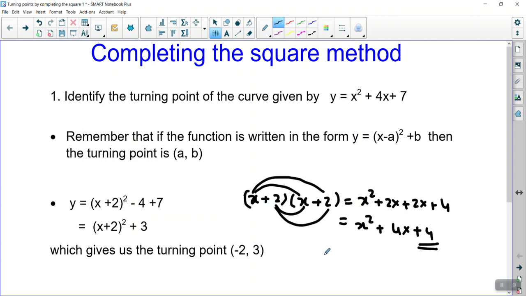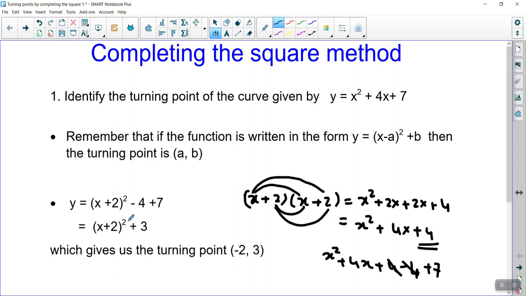So now if I were to do this, x squared plus 4x plus 4 minus 4 plus 7, you can see that we end up with the exact same equation as above, x squared plus 4x plus 7. And we have successfully converted this into this form.